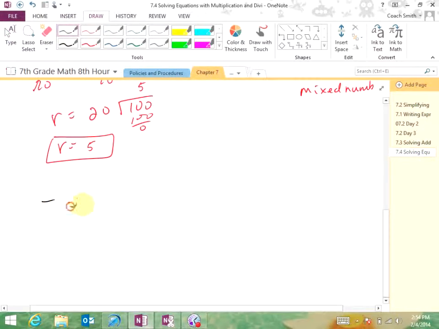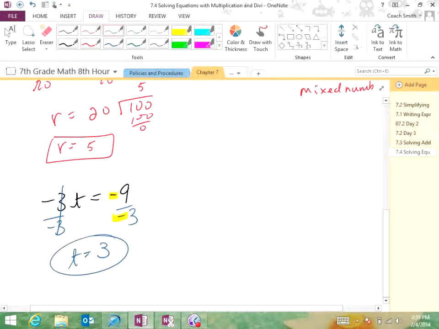So if they put negatives, the process doesn't change. Okay, now I'm just multiplying by negative 3 to t. So therefore, the inverse of multiplying by negative 3 would be to divide by negative 3. Once again, this is where you've got to know your rules for negatives. I'm dividing and I have two negatives, so that gives me a positive 3 as the answer because there's two negatives. If there's one negative, it would be a negative 3. Since it's two negatives, then it's positive 3.